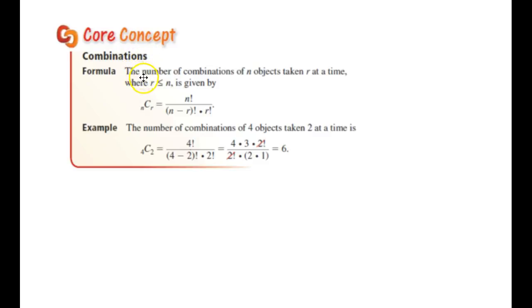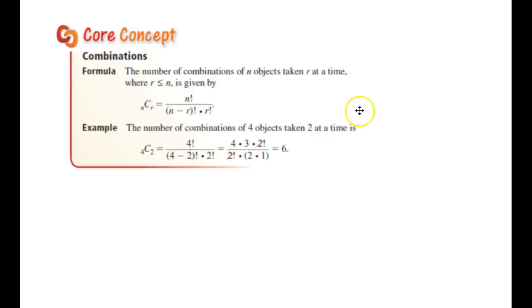And remember, in a combination, order is not important. So the number of combinations is given by n factorial, which is the total number of things that I have, over n minus r factorial times r factorial. And I have to do this subtraction first, remember.